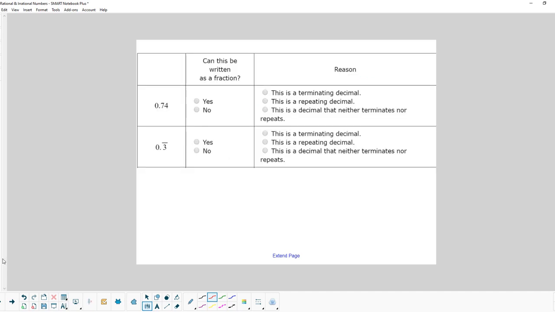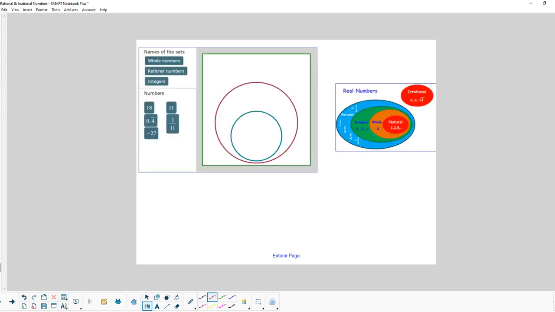So on Alex, you might see something like this. Can this be written as a fraction? So if you look at the number, yes, that could be written as 74 hundredths. And this is a terminating decimal, so we know that it could easily be written as a fraction. Okay, this is a repeating decimal. And so we just learned that yes, you can write repeating decimals as a fraction. And so we put yes, this is a repeating decimal. So on Alex, it'll give you a couple of problems like that.